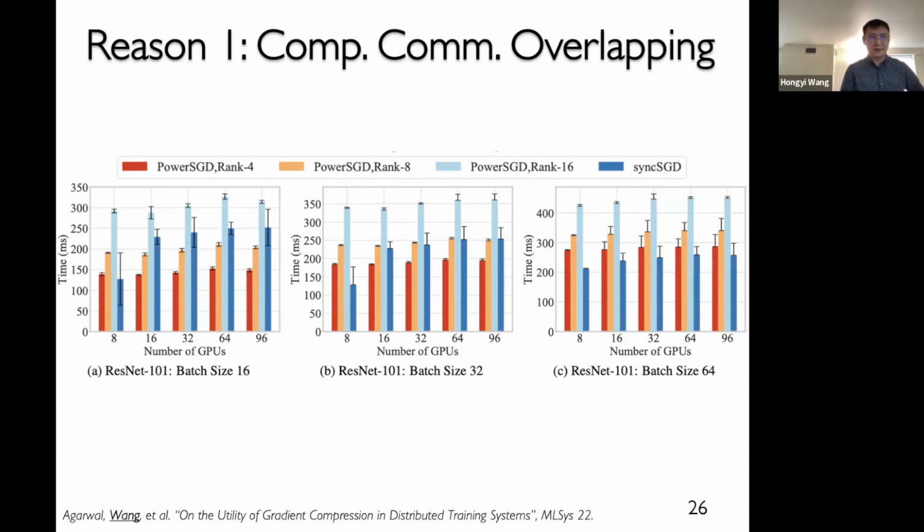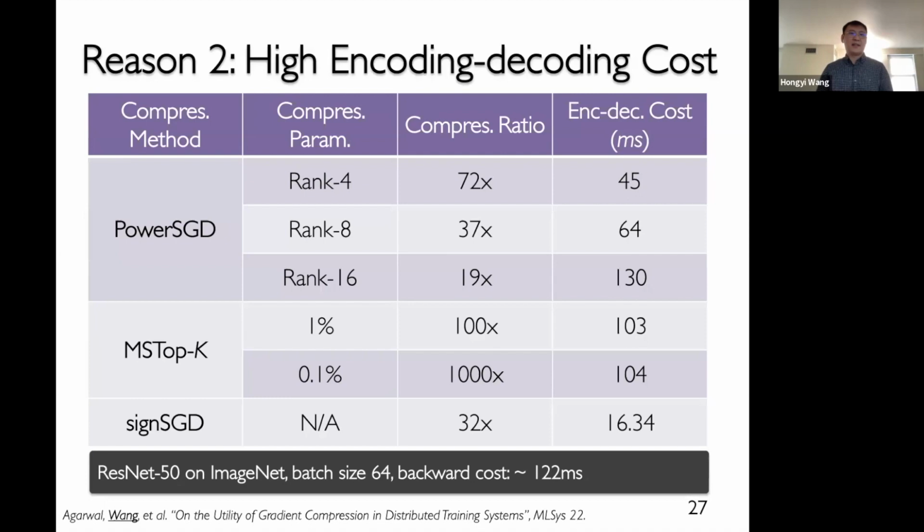The second reason I want to give you here is that those compression methods do not come for free. When you compute the encoding and decoding, that's basically just a transform. You're sparsifying your gradient, or doing the factorization, or doing the quantization. That extra computation does not come for free.